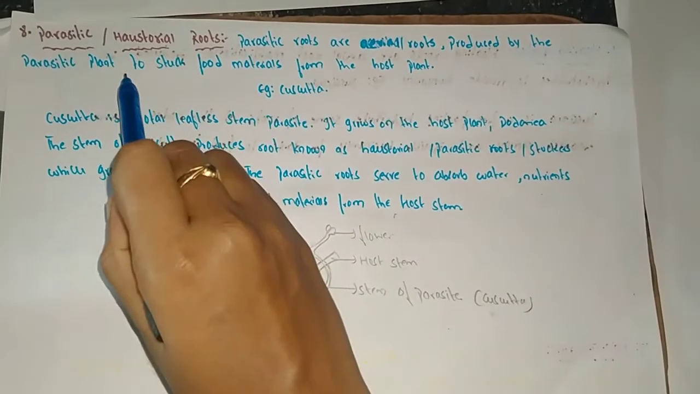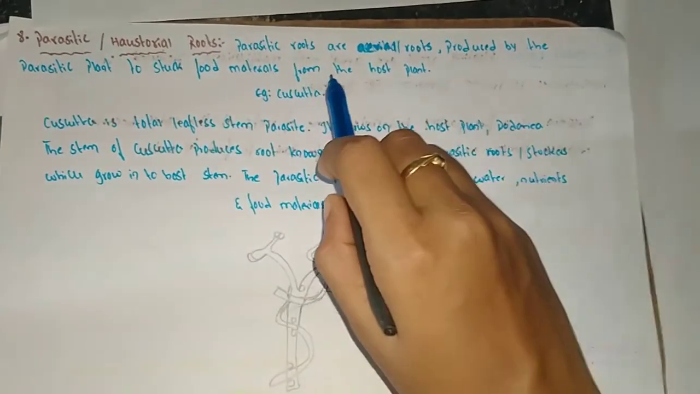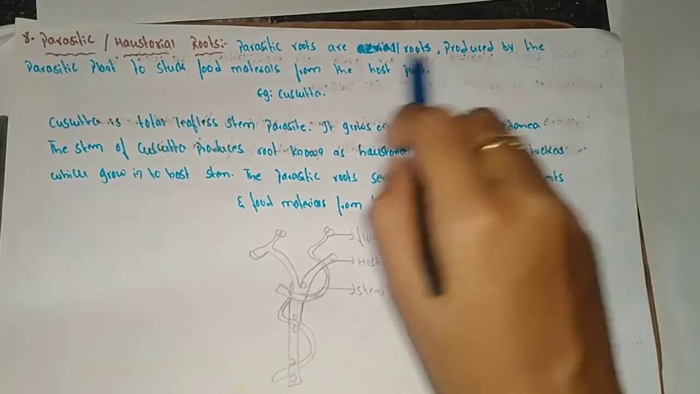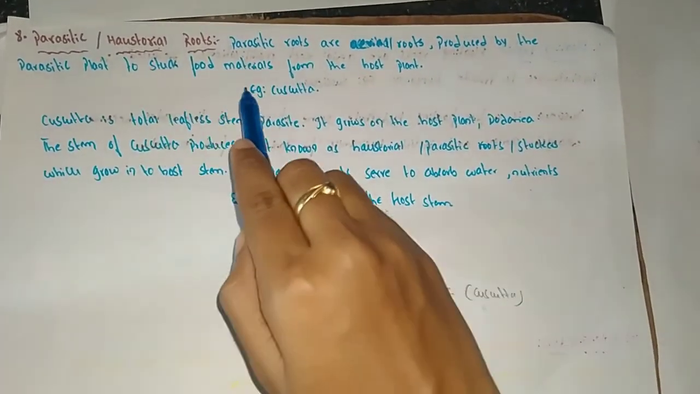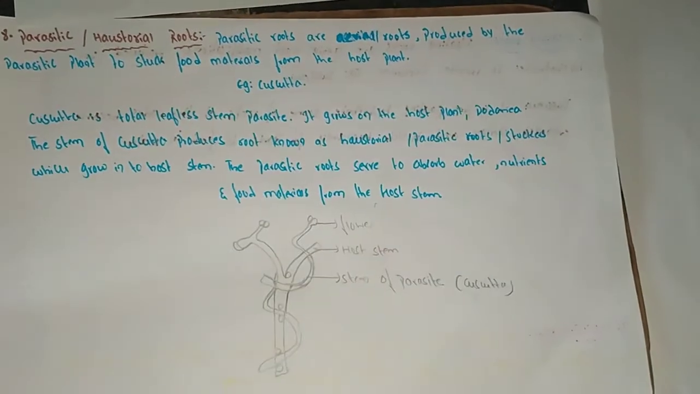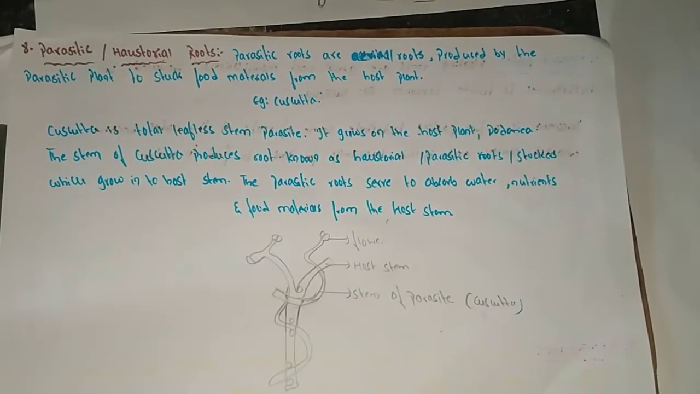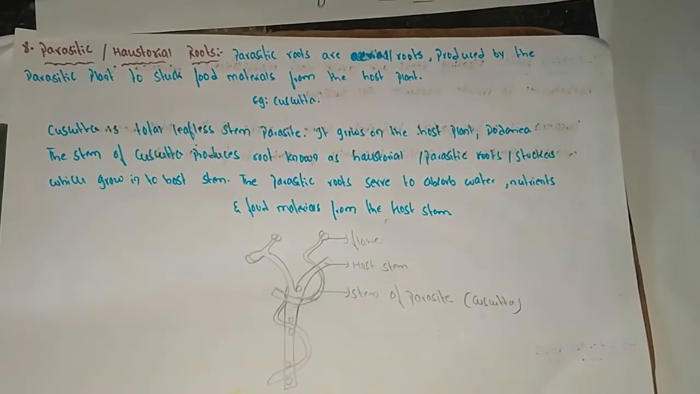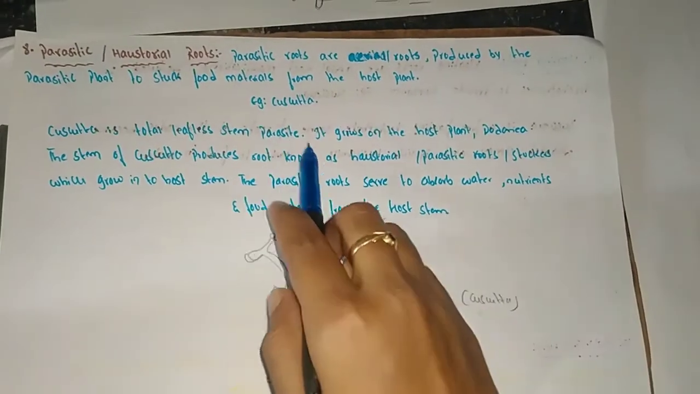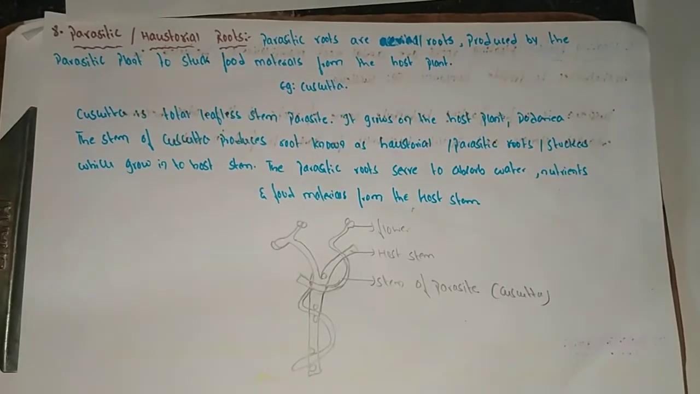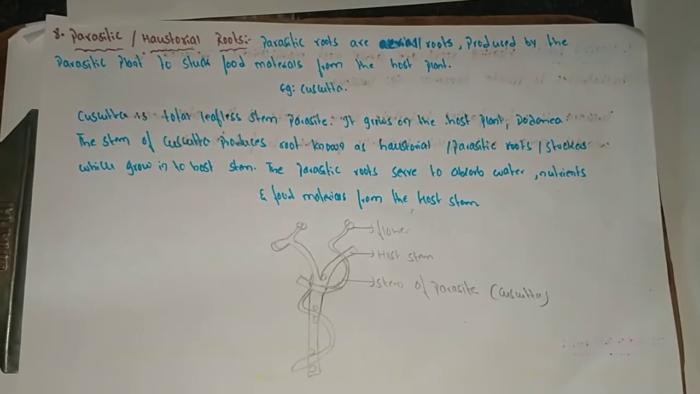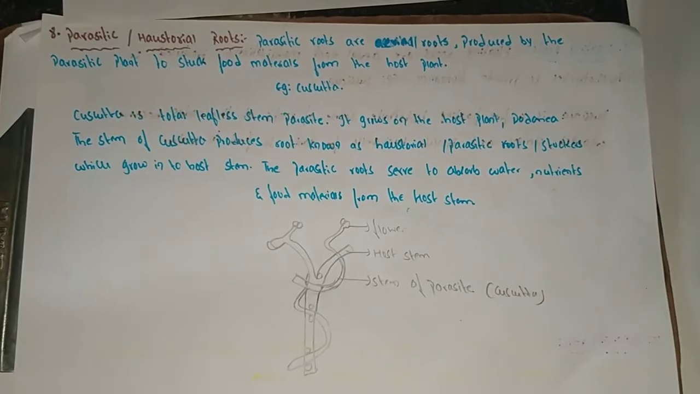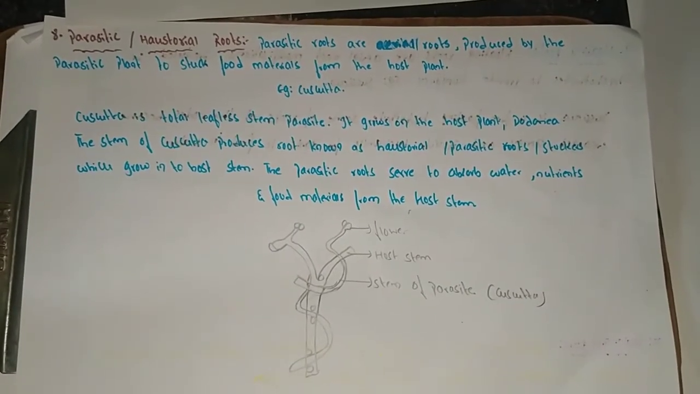Next type is parasitic or haustorial aerial roots. Parasitic roots are produced by a parasitic plant to take food materials from the host plant. Example: Cuscuta. Cuscuta is a totally leafless stem parasite. It doesn't have leaves, so it is a leafless stem parasite. It grows on a host plant called Dodonaea.